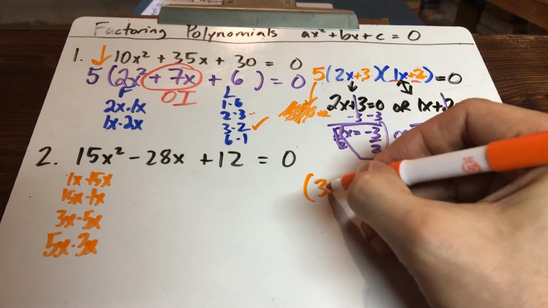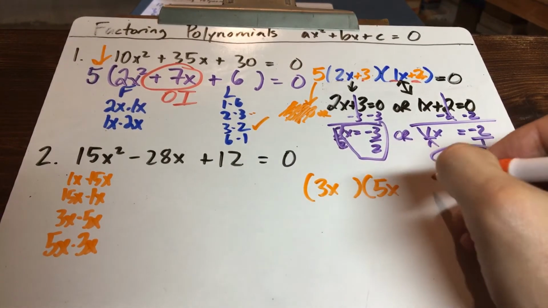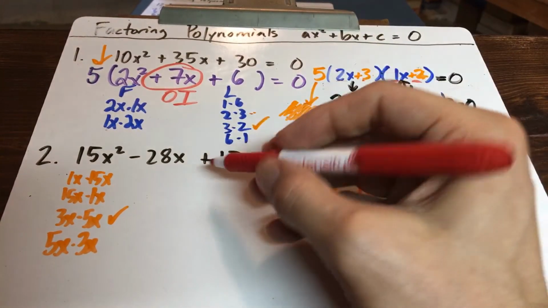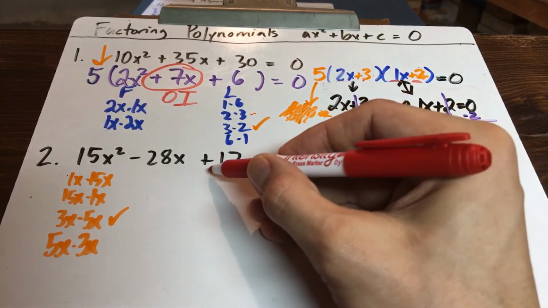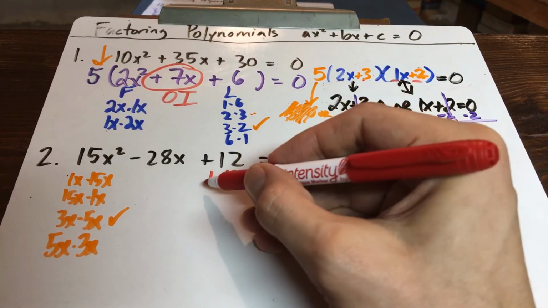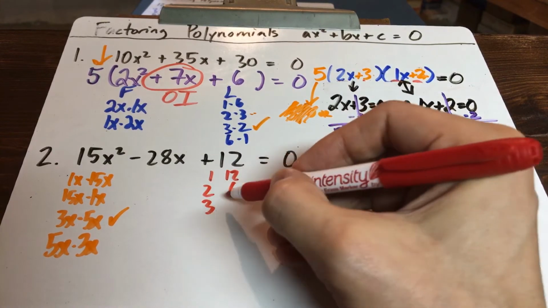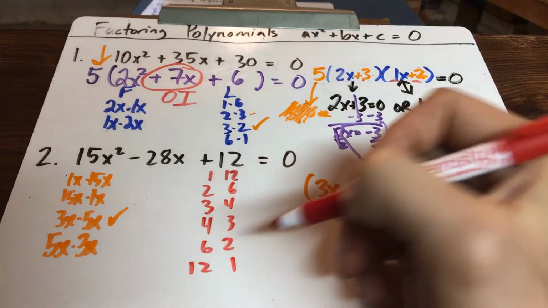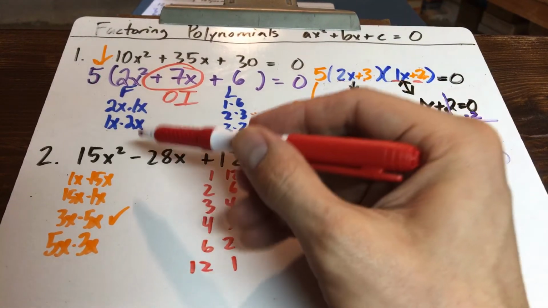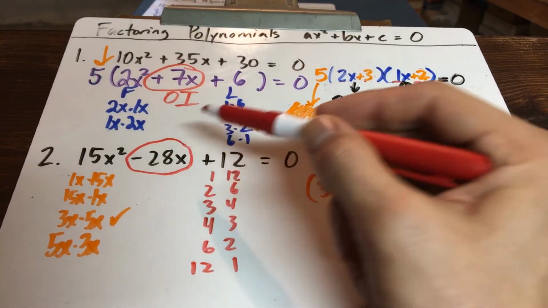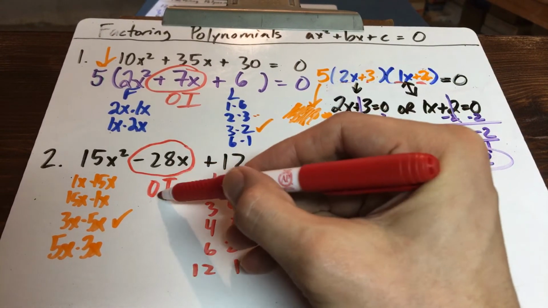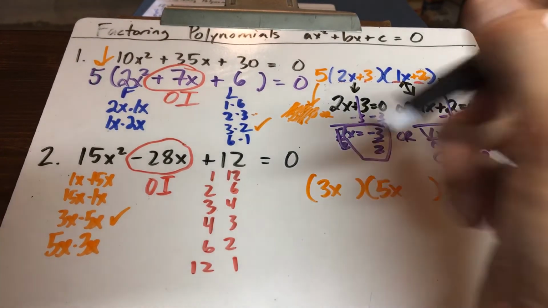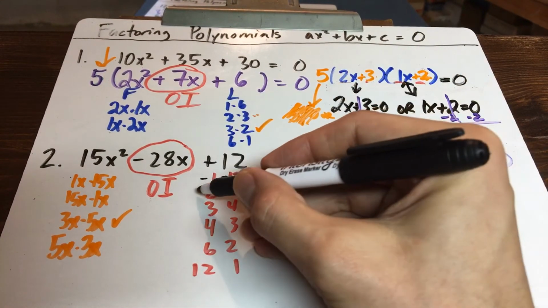So let's just try 3 times 5. I'm going to guess this combination right here. And then I'm going to look at the end. How did we get positive 12? It could be 12 and 1, could be 2 and 6, could be 3 and 4, could be 4 and 3, 6 and 2, 12 and 1. There's lots of combinations on this. Now notice, in the middle, what we're looking for, our O and our I has to equal negative 28. Negative 28. That is a clue that these numbers here are both negatives, right?